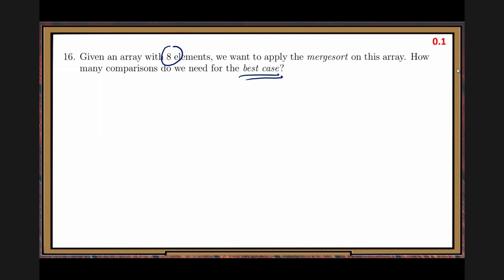Some students just find n log n and plug in numbers. Don't do it. Do not use that n log n asymptotic notation. That's for the case n is very large. Here our n is small. N equals 8, n equals 12 is small. So when n is relatively small, asymptotic notation does not work. Asymptotic notation is not for small n numbers, but for big n numbers.